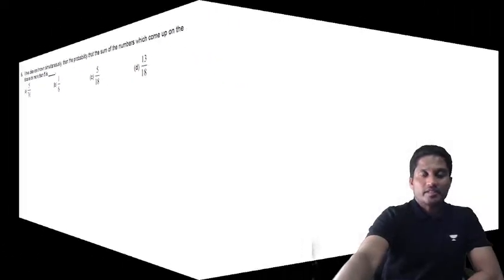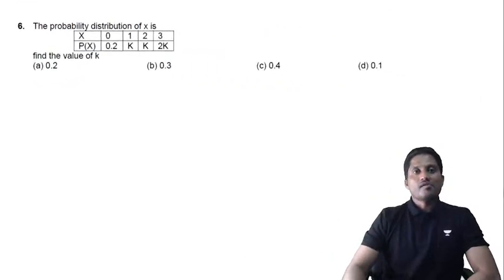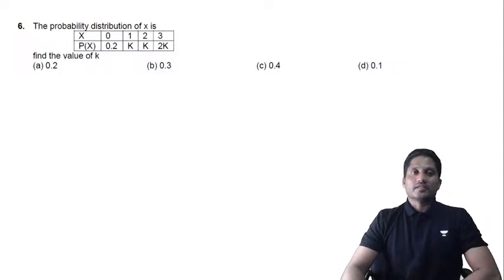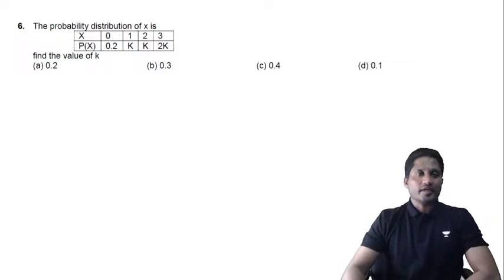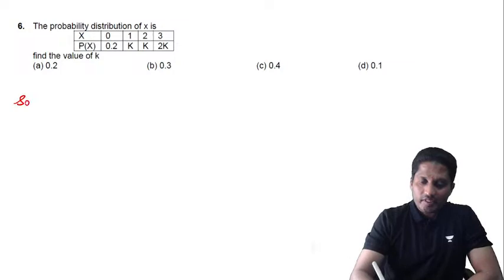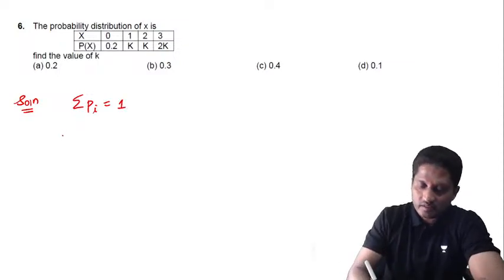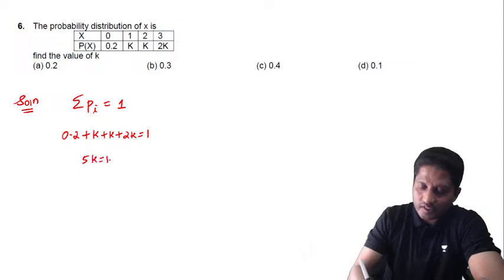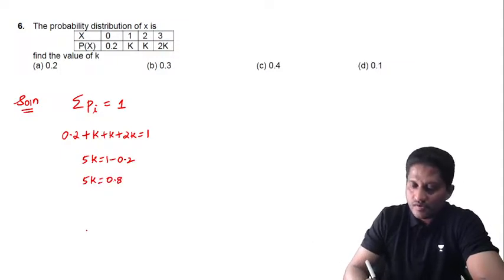Right, let's move to the next question. Question number 6. The probability distribution of X is given, find the value of k. Sum of all probabilities should be 1. So you add all the probabilities, you will get 0.2 plus k plus 2k is equal to 1. You add all this, you get 5k is equal to 1 minus 0.2.